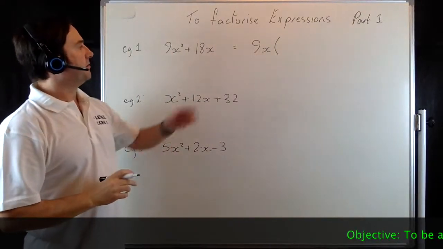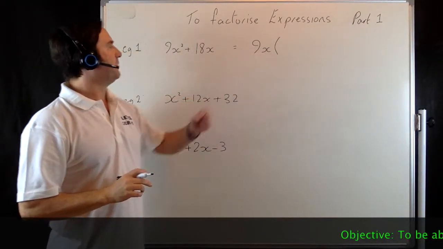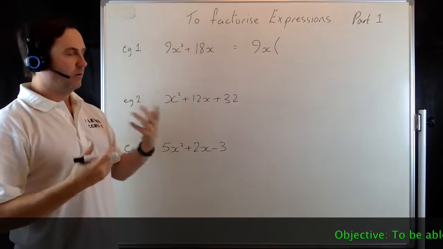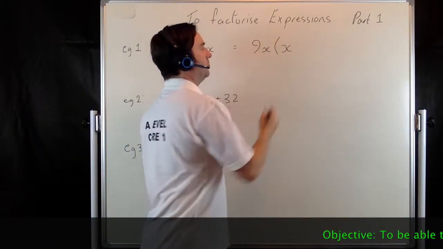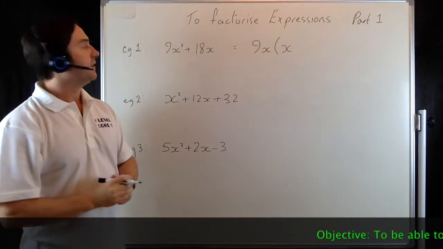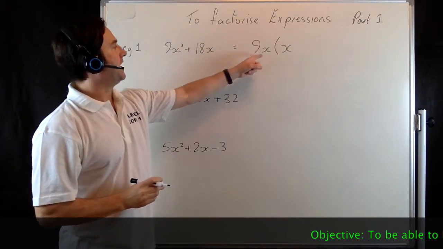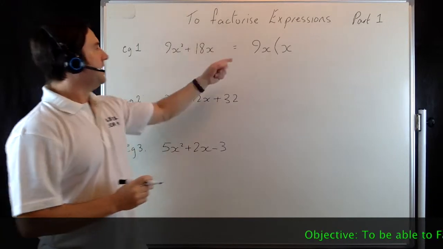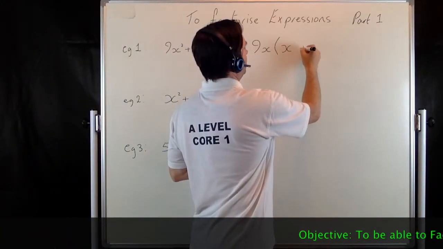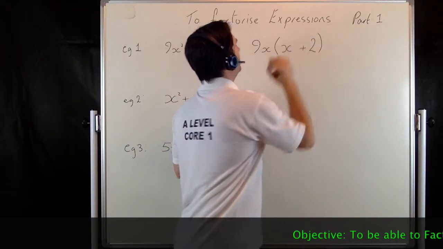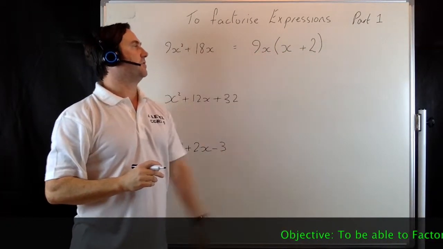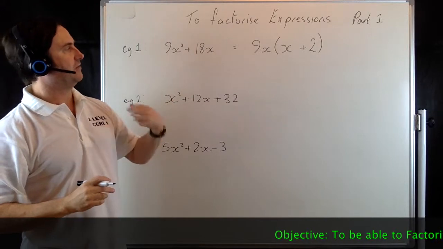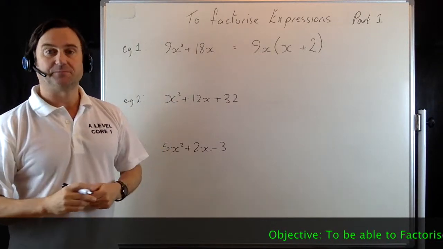Open up the bracket and then we say, what do I need to multiply 9x by to give me 9x squared? Well, x times x gives me x squared, so 9x times x will give me 9x squared. And then what do I need to multiply 9x by to give me 18x? 9 times 2 gives me 18, so I get 9x inside the brackets, x plus 2. You could always multiply that out to check that that gives you the correct answer.